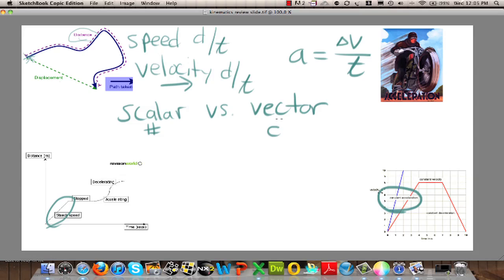Vector quantities have a direction associated with it. Acceleration is a vector quantity because it has a direction. Velocity, vector quantity. Displacement, vector quantity. And we'll use this as we go along our lessons in physics.